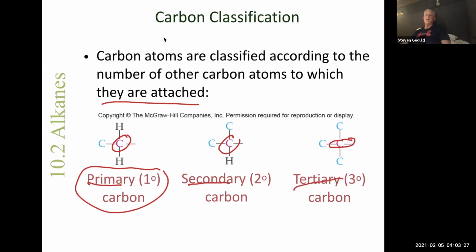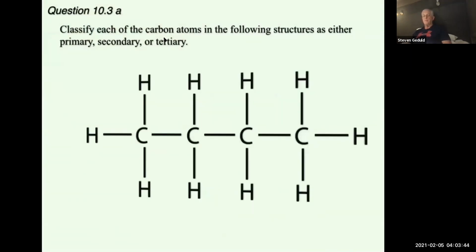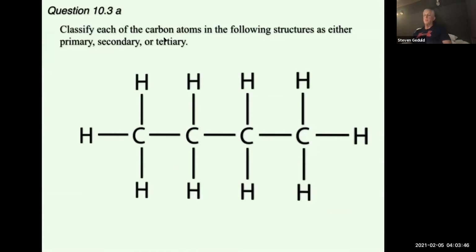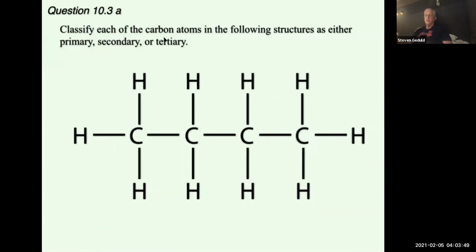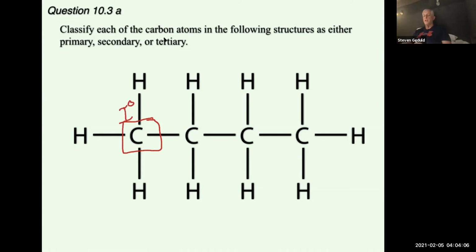And what you're going to see on your exams is a structure with A, B, C, and you have to say how many carbons are secondary, primary, or tertiary. Be able to identify them. So classify. Here's your compound. Classify each of the carbon atoms in the following structures as primary, secondary, or tertiary. This carbon here, is it primary, secondary, or tertiary? Primary. That's a primary carbon. There's only 1 carbon attached to it.